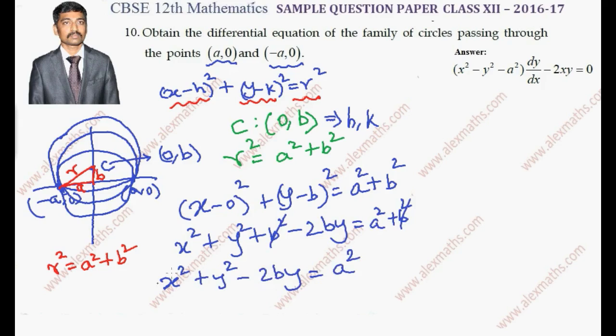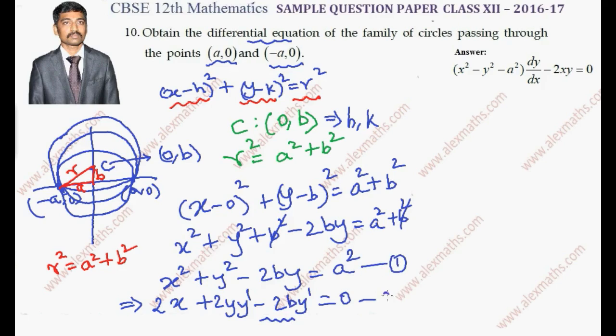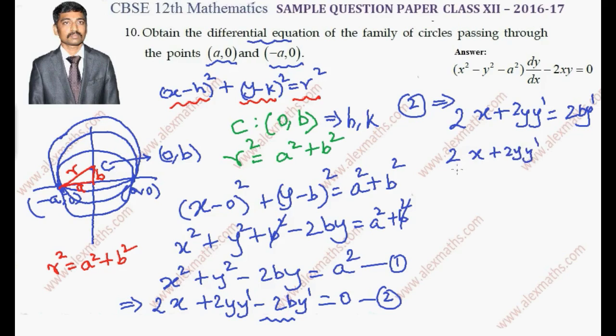We need the differential equation of the family of circles. So we have to find the first derivative, which is nothing but 2x plus 2y into dy by dx minus 2b into dy by dx equal to 0. So from this, let us take what is 2b and I'll substitute in this equation. I'll name this as first equation, this is second equation. From second equation, we can get 2x plus 2y y dash equal to 2b y dash. And if I bring y dash down, so 2x plus 2y y dash whole divided by y dash will be 2b. This we will substitute in place of 2b in the first equation here.